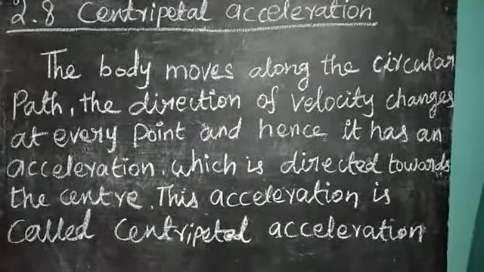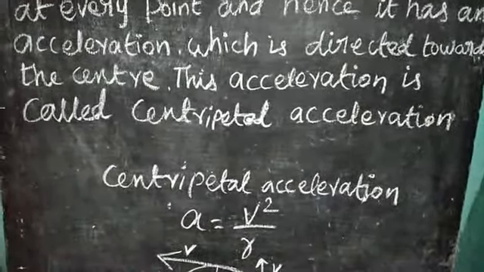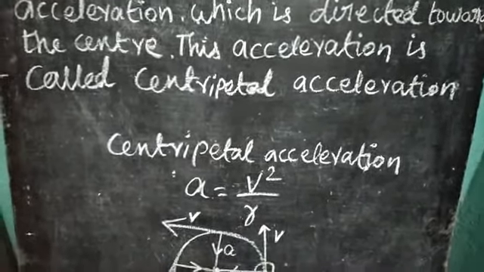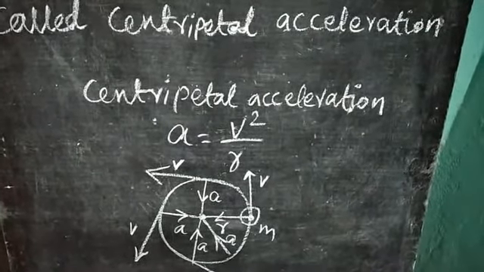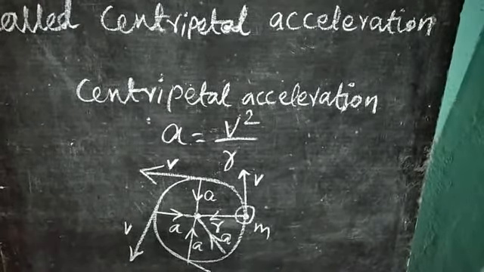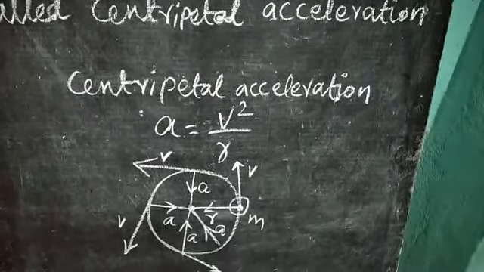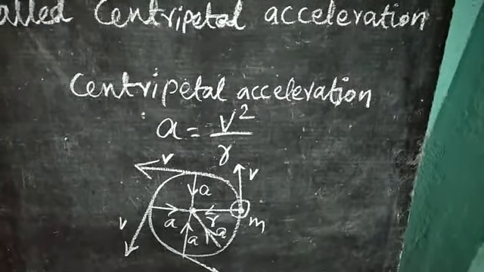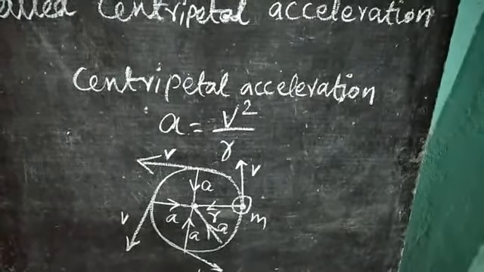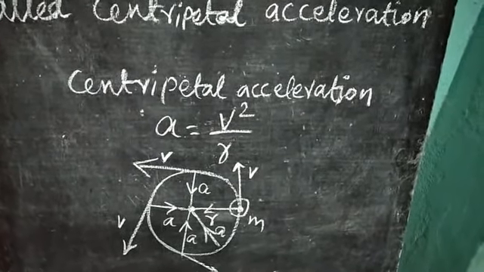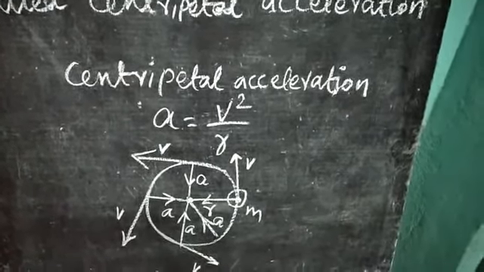For example, take a thread and tie a stone of mass m to one end of the thread. Rotate the stone by holding the other end of the thread with our hand. The stone moves in a circular path. This is called circular motion. Now release the thread. The stone will move along a straight line, tangential to the circular path.